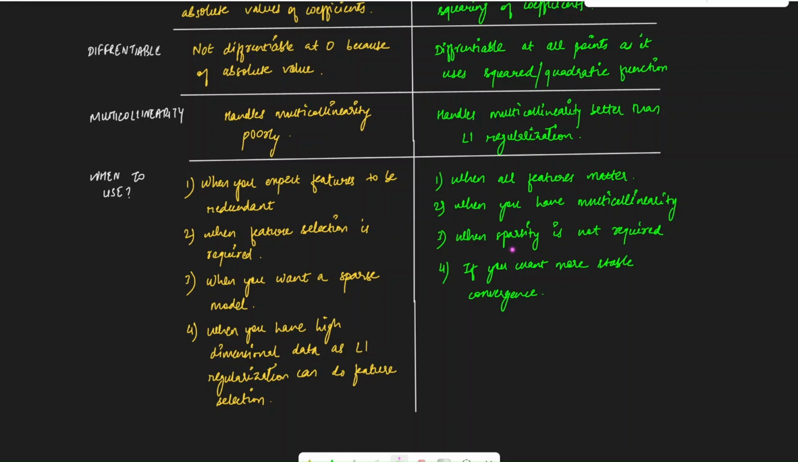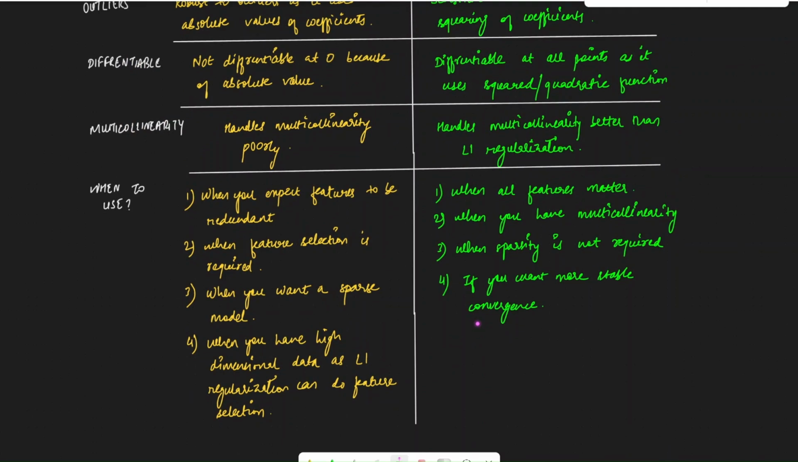When we do not want sparse data, then we need to use L2 regularization, because if we use L1, then it will create a sparse data set. And if we want more stable convergence, then we should be using L2 regularization, because it penalizes large errors more than the smaller ones because of squaring, and this results in more even and gradual shrinkage across all the coefficients.